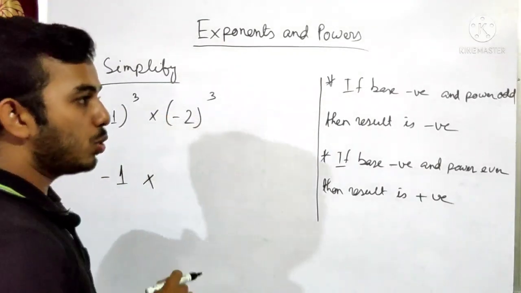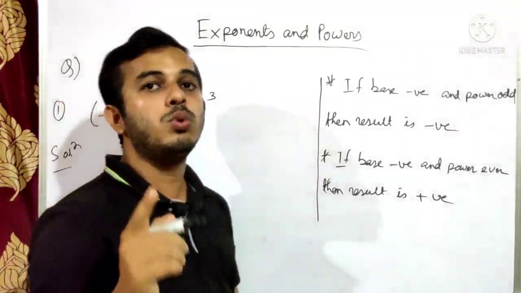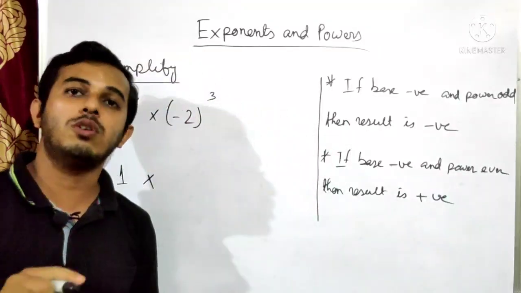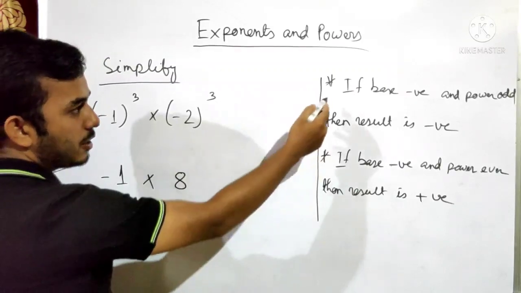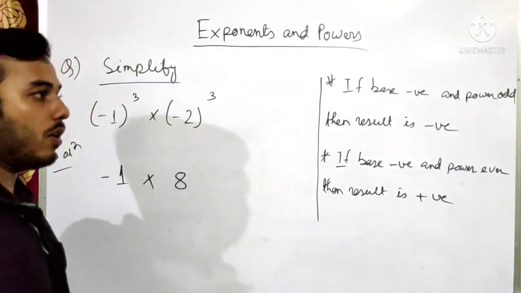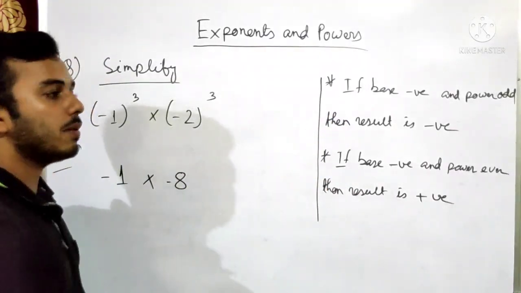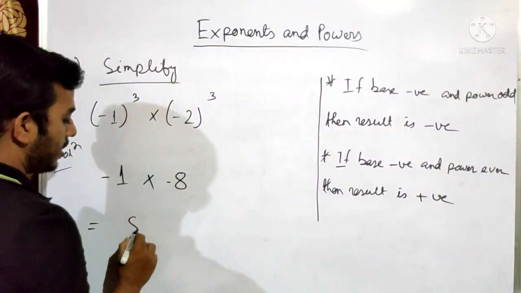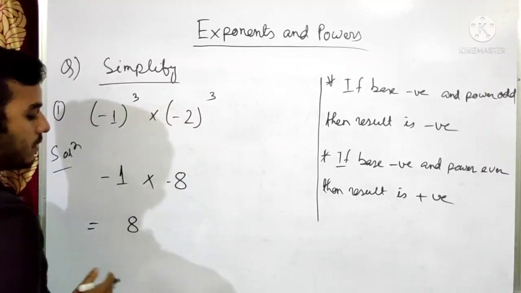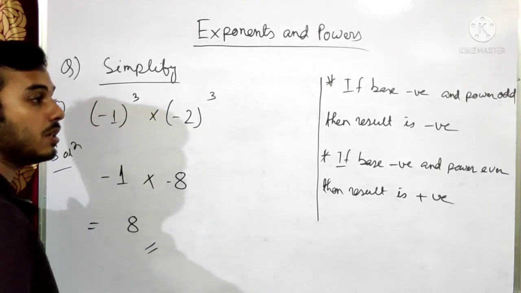Next, 2 power 3 means 2 into 2 into 2. So 2 into 2 is 4. 4 into 2 is 8. First write 8. Then as per the rule, if the base is negative and the power is odd, then the result is negative. Clear? Okay. Now look, 1 into 8 is 8. Now minus into minus, so it will be positive 8. Clear?